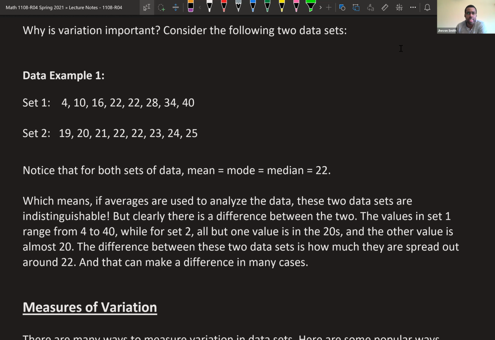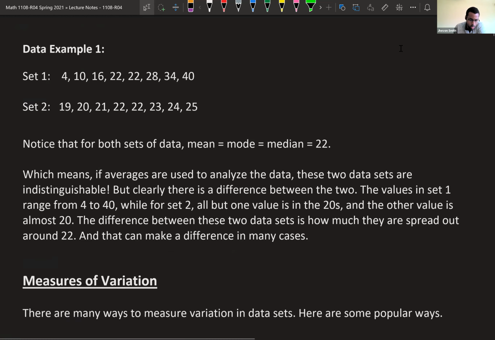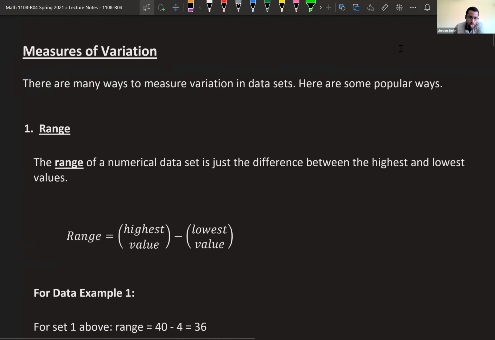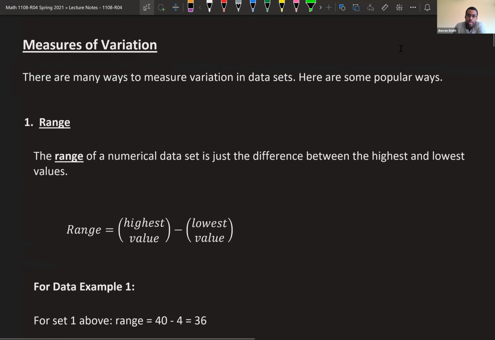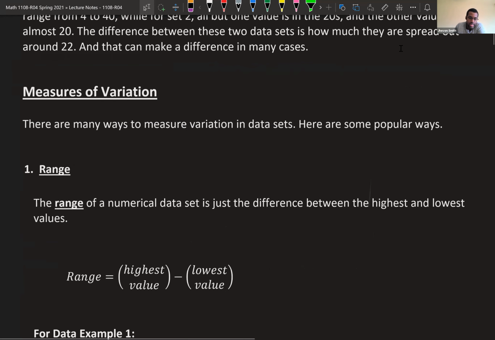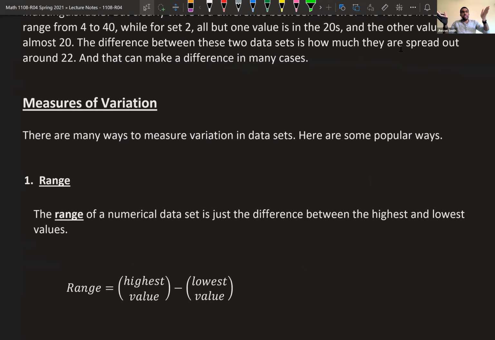So how do we actually measure spread? Well, there are a couple ways. We'll go over about 3 of them. So one I just mentioned was the range, right? So the range is just the span of the data. It's the difference between the smallest and largest values. In fact, it is exactly the difference between the smallest and largest values.